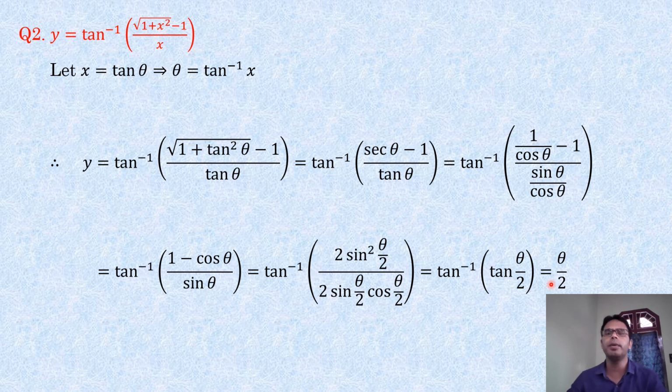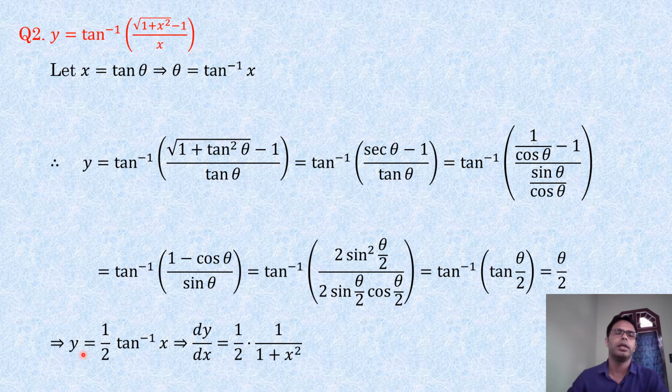And then take the derivative of theta by 2 and use the result for theta. This implies y is equal to half tan inverse x. You see, half is remaining there. Okay, so now find the derivative. So dy/dx is equal to half remaining the same, and the tan inverse x function derivative is 1 by 1 plus x square, and this is your result.